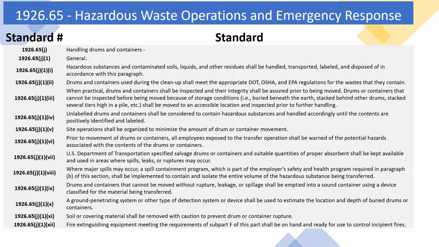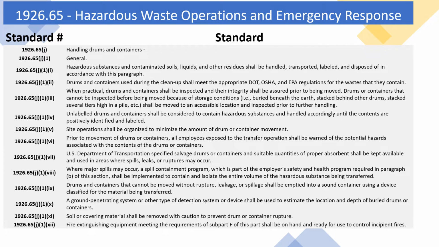1926.65 J1 5. Site operations shall be organized to minimize the amount of drum or container movement. 1926.65 J1 6. Prior to movement of drums or containers, all employees exposed to the transfer operation shall be warned of the potential hazards associated with the contents of the drums or containers. 1926.65 J1 7. U.S. Department of Transportation specified salvage drums or containers and suitable quantities of proper absorbent shall be kept available and used in areas where spills, leaks, or ruptures may occur.